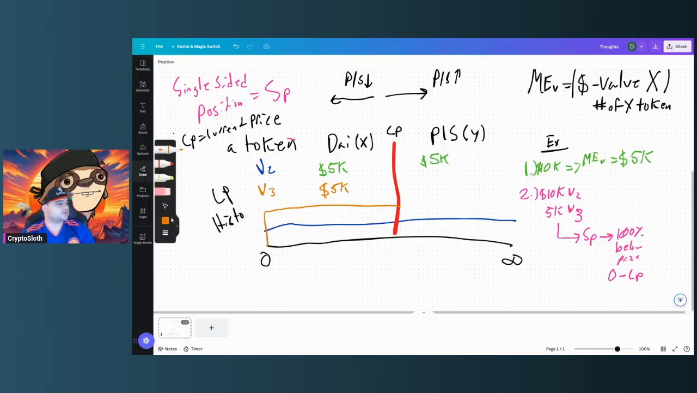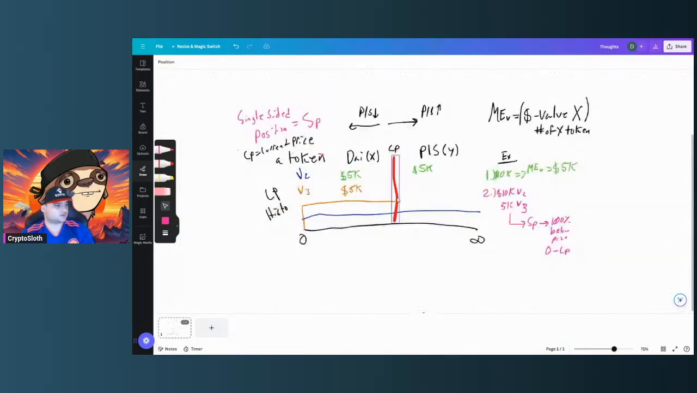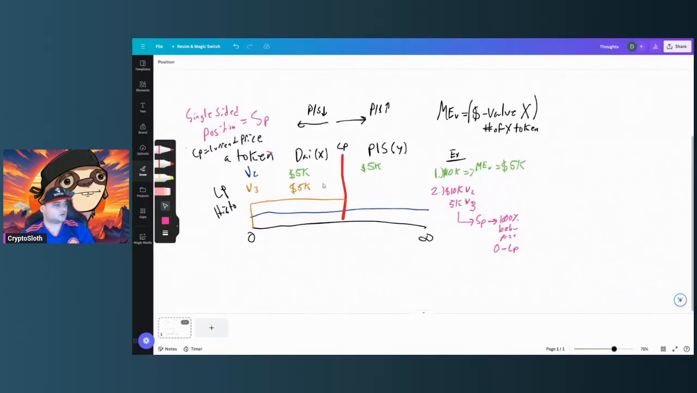So if we go to our MEV formula, and we'll go back to pink, zoom out a little bit so I have some space. And if we just run this through our formula, in this case, MEV equals the dollar value of X. X is DAI in this case. And so in this scenario, we have 5K of DAI in one pool, 5K of DAI in the other pool. So our MEV is now 10K. All right. So we have the MEV of 10K.